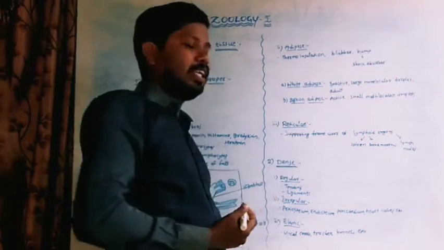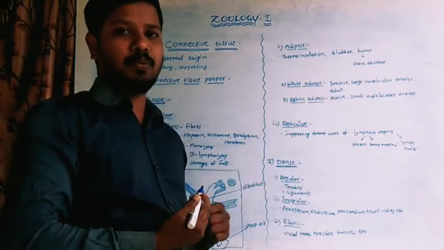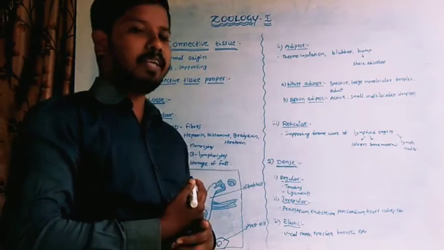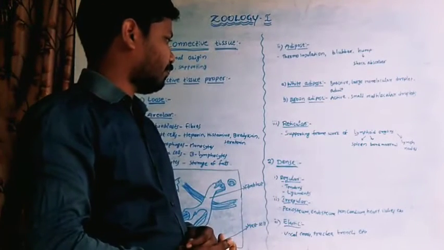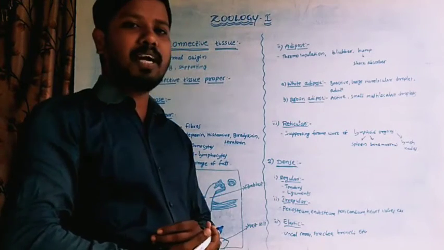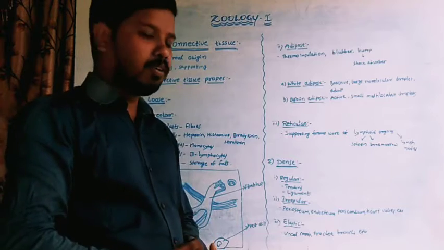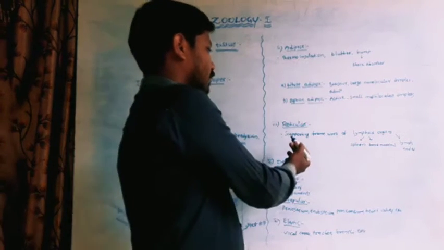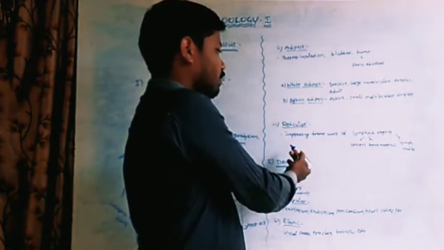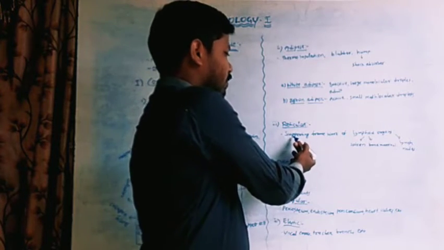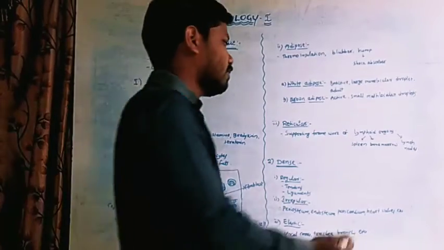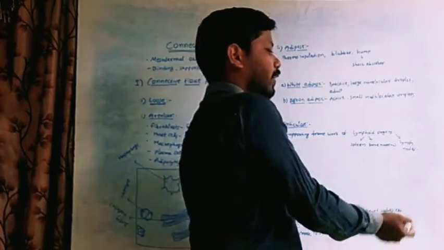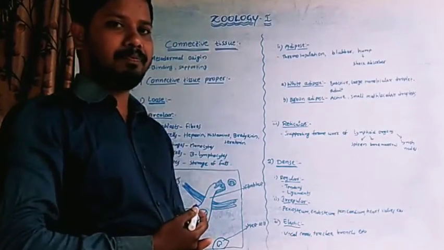Third one is reticular loose connective tissue. Reticular loose connective tissue consists of a number of reticular fibers. These tissues form the supporting framework of lymphoid organs such as spleen, bone marrow, lymph nodes, etc.